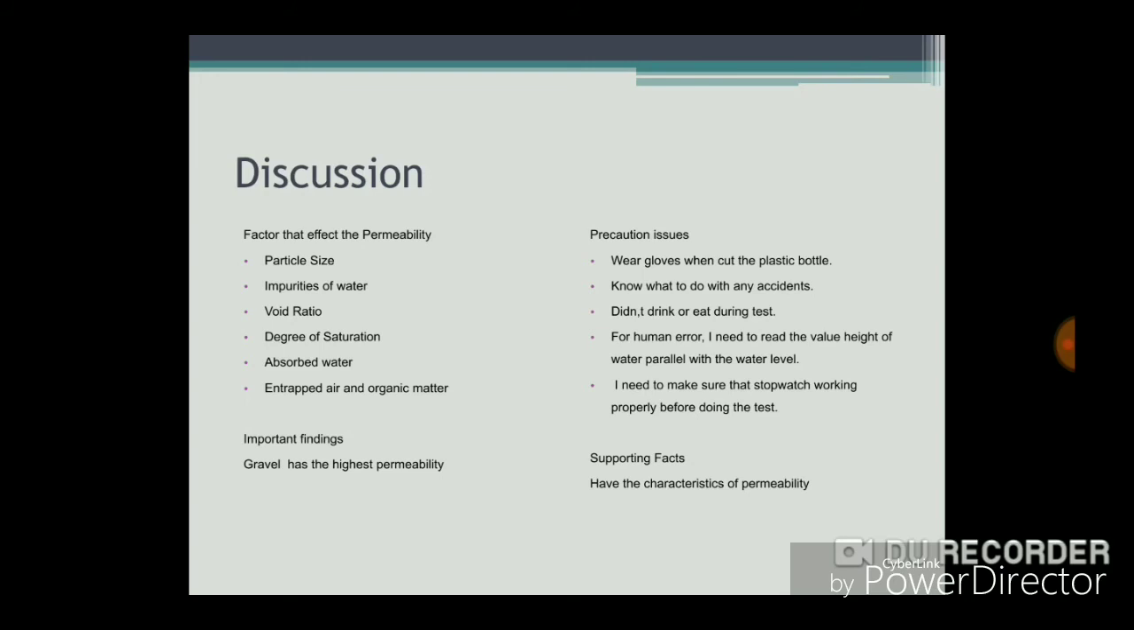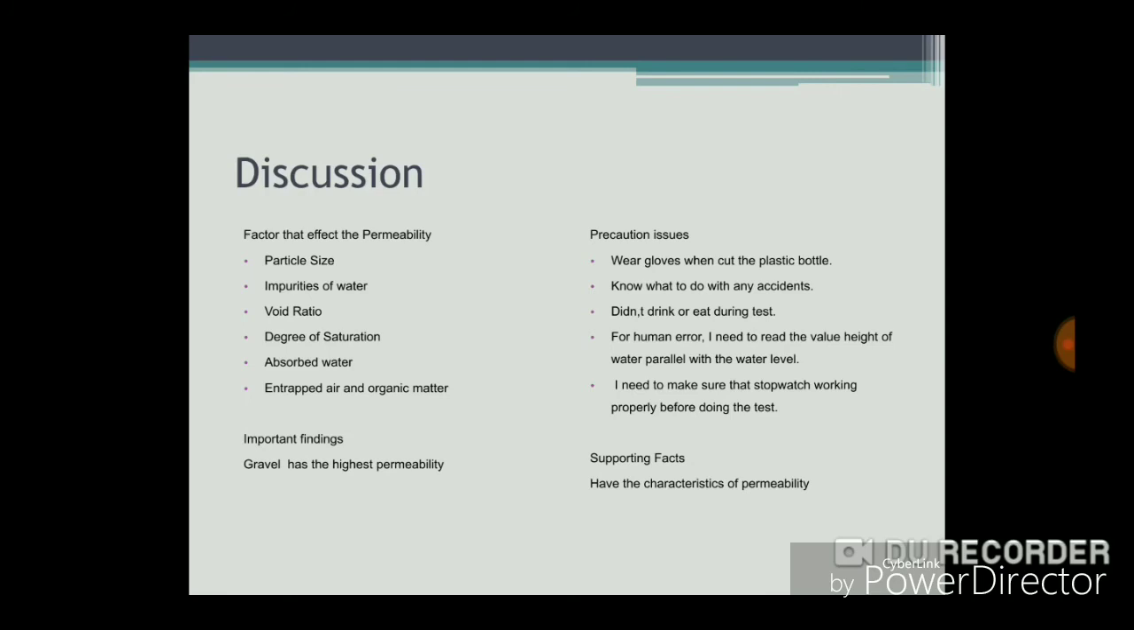And the last one is entrapped air and organic matter. It will block the passage of water through soil, hence permeability considerably decreases. In permeability tests, the sample of soil used should be fully saturated to avoid errors.